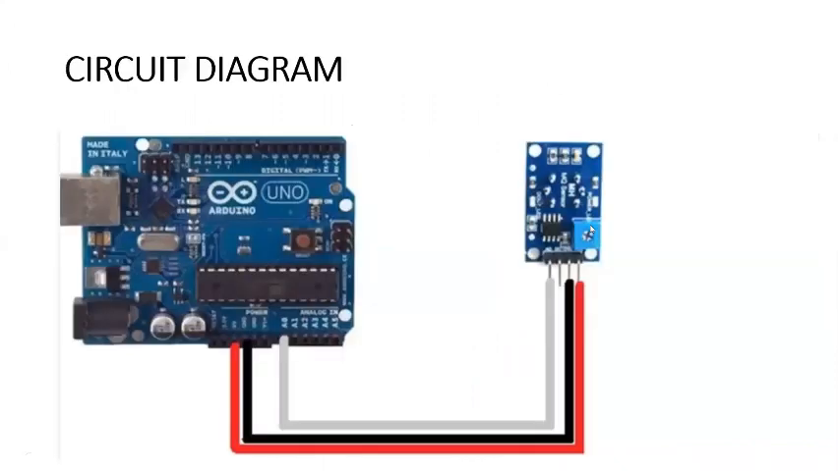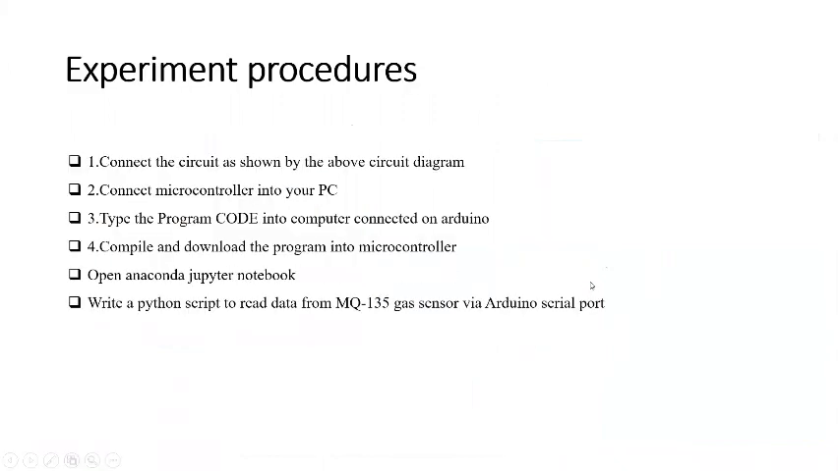Let's move forward. So we have the circuit diagram. First, we connect the analog port of the sensor to the analog port of the Arduino Uno. You connect the ground of the sensor to the ground of the Arduino. You connect the 5 volts of the Arduino to the VCC of the sensor. The first step in the procedure is to connect the circuit as indicated above.